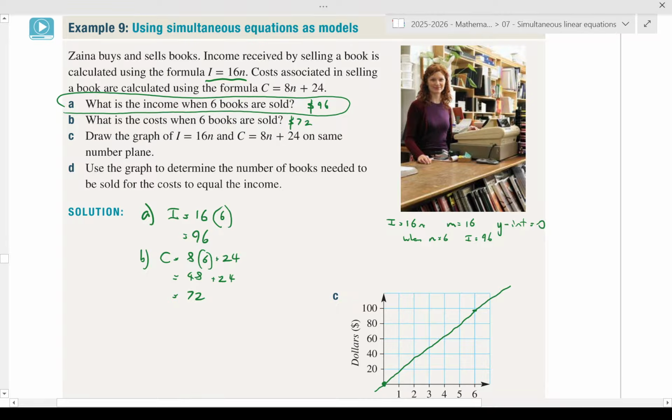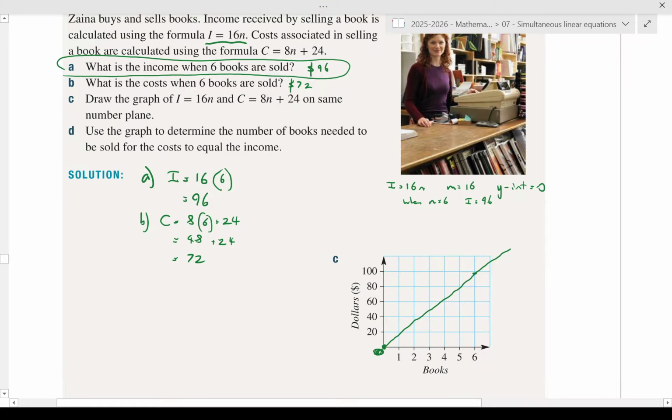Now I should not have drawn it beyond there. It should have started at 0, because realistically, you're not going to get beyond 0 books, but I've just had to draw it because I'm trying to get a straight line. Okay, so that's our first one. That's our income. I'm going to change colours now, and we will draw the costs.